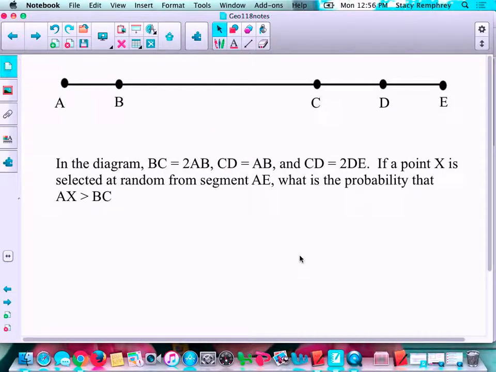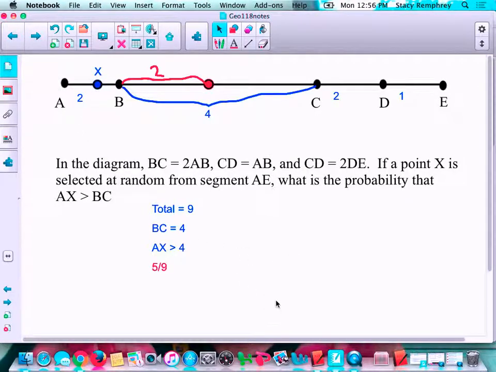All right, one more problem. I know this one's a little more difficult, so give it a try. I'm doing a video, and then come back. All right, over here, you'll see I have this point X, and I can move it through a lot. If I moved it here, A to X would be 1. We want it to be greater than BC. What I did again is I found the smallest portion, which in this case was DE. I called that 1. CD was 2 DEs, so that was 2.